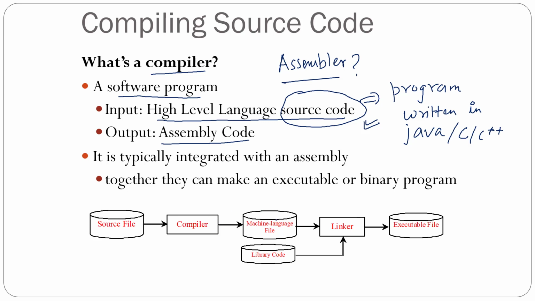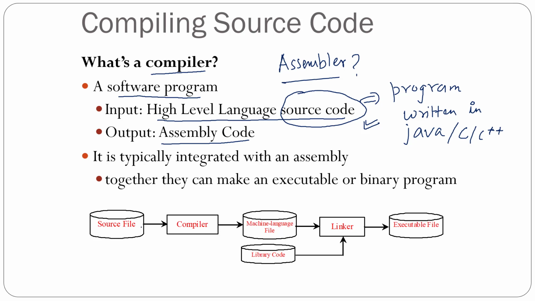Now if in your source code you were referring to some code which is already written by Java, then there's this module linker. What will the linker do? The linker will take the output of the compilation stage, and it will also use the library code which you are referring to in your source file, right?